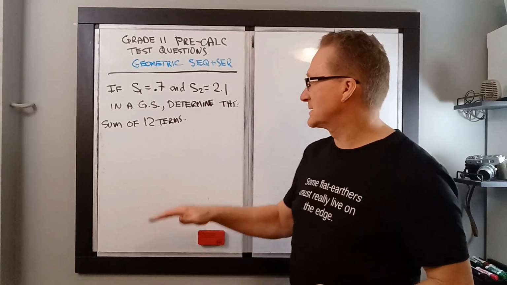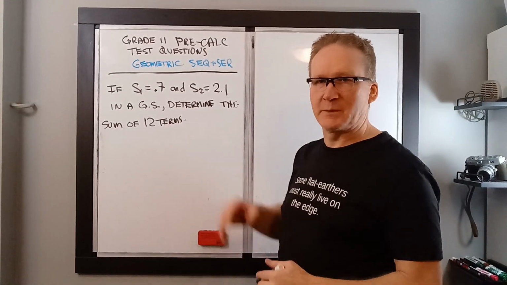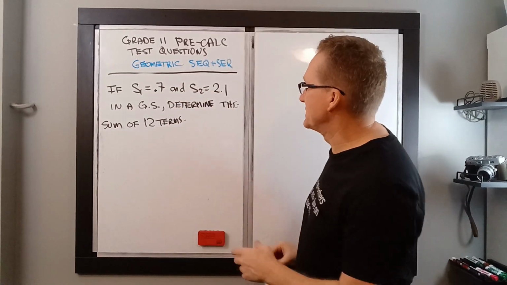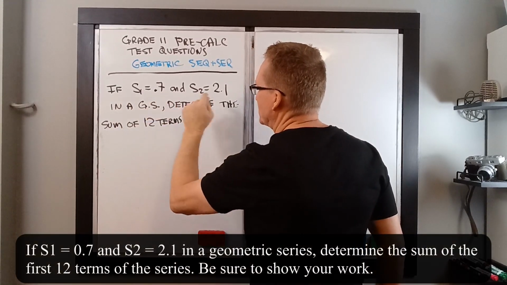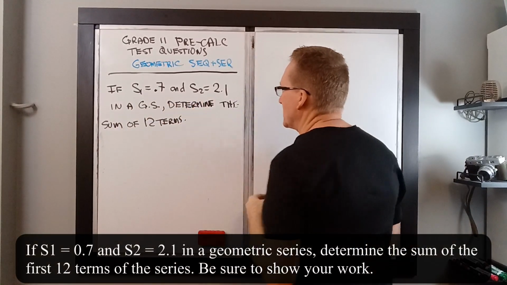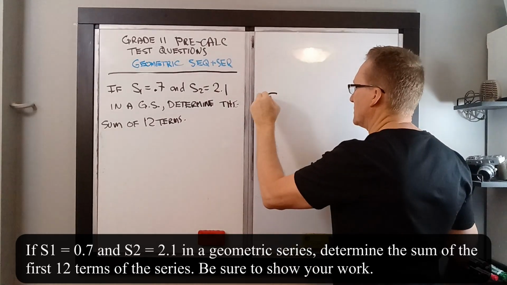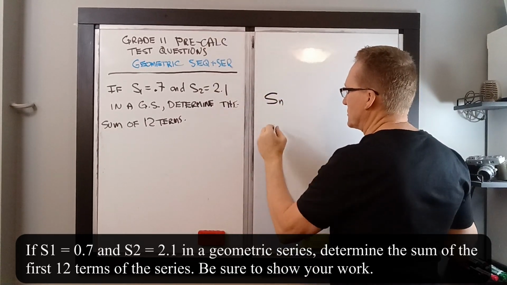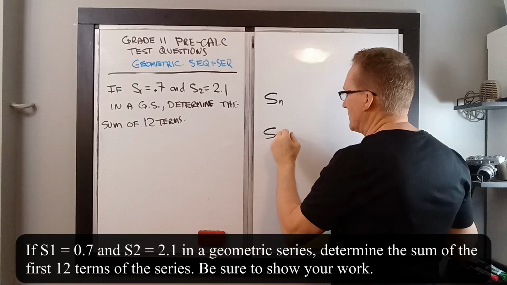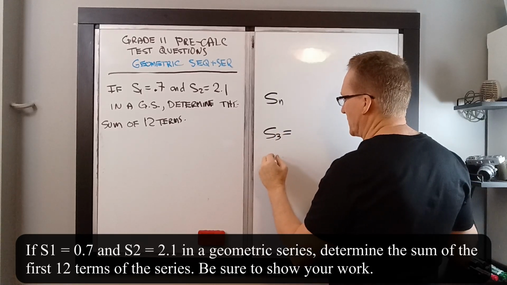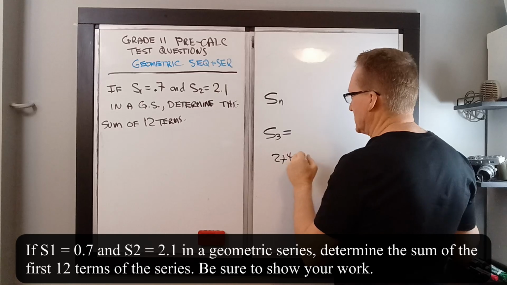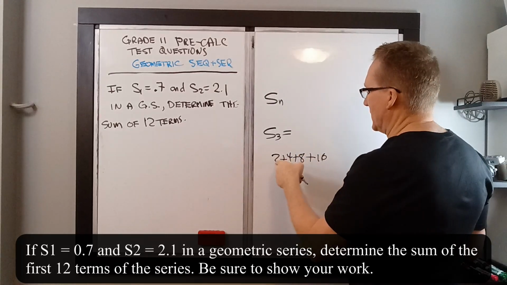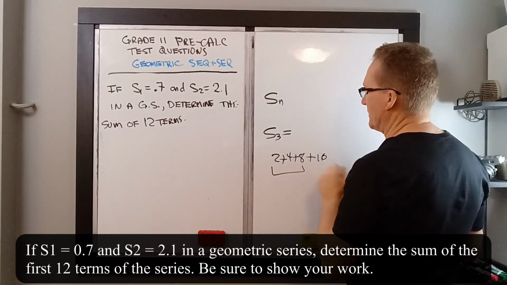Hi there. We have slightly long answer questions now, just a couple of them to end this geometric sequencing series. We have: if the sum of the first term is 0.7 and the sum of the first two terms... Remember, this Sn here means the sum of n terms. So for example, S3 would be the sum of the first three terms. So if our sequence is 2 plus 4 plus 8 plus 16, then S3 would be these three.